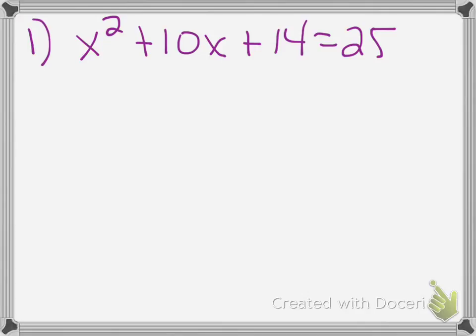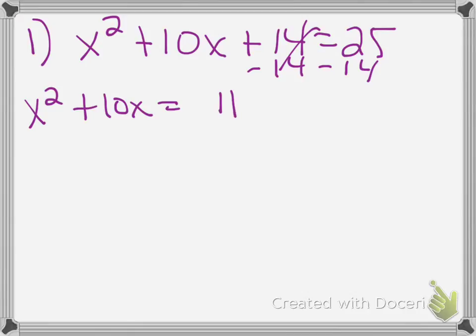So the first thing is, anytime you're completing the square, unlike solving by factoring where you want to set the equation equal to 0, you want to make sure you just have your quadratic and linear term on one side and your constant on the other. So I'm going to go ahead and subtract 14. So I have x squared plus 10x, and that equals 11.